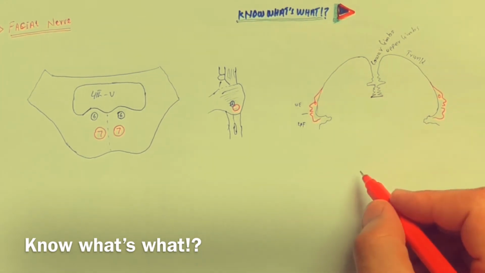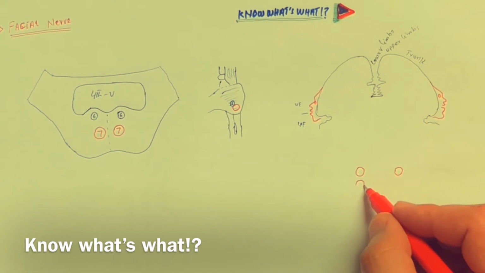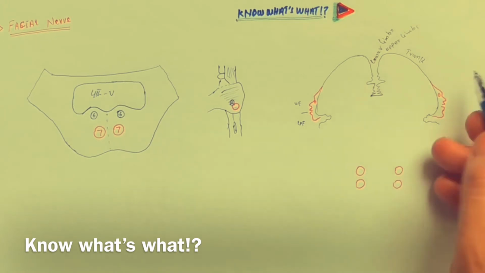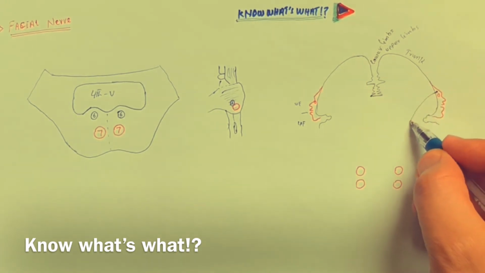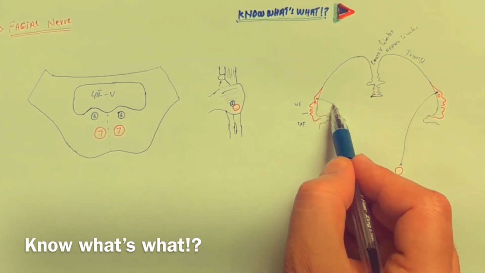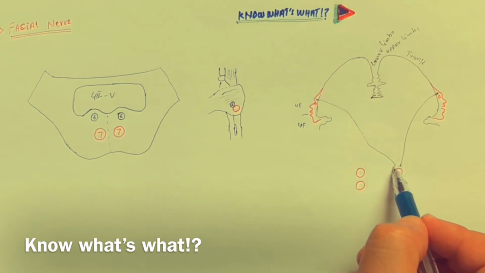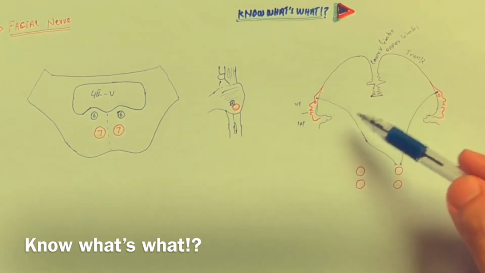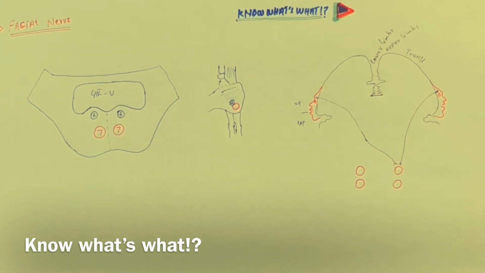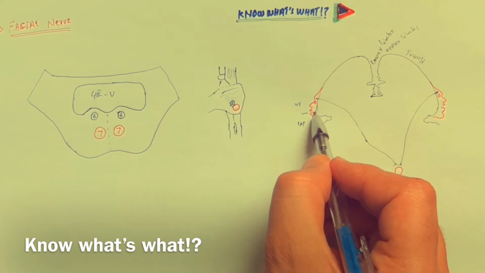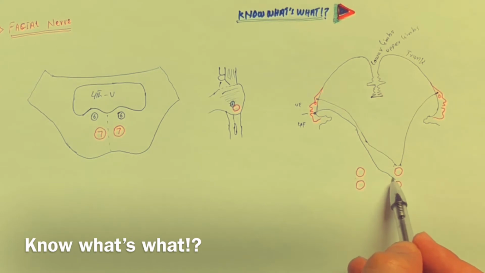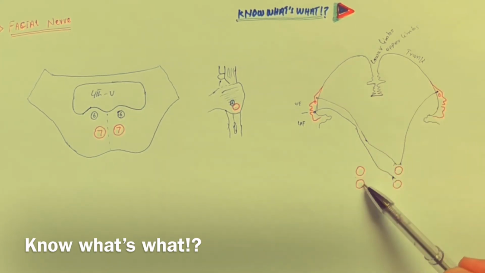Now let's draw the nuclei. Here are the upper and the lower part of the facial nuclei. Now the upper part of the facial nuclei on both sides will receive the fiber from the ipsilateral, meaning the same side of the cortex, and contralateral, meaning from the opposite side of the cortex. And the lower part of the facial nuclei only receives the fiber from the contralateral. If this is the nucleus on the right side, it will receive the left corticonuclear fibers. If it's the left, it will receive the right corticonuclear fibers.